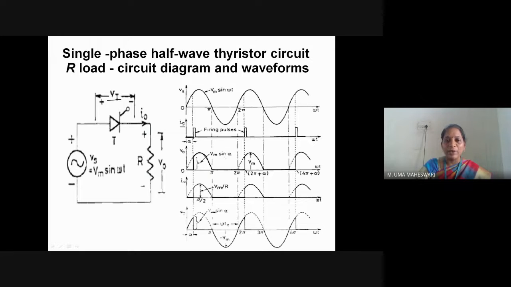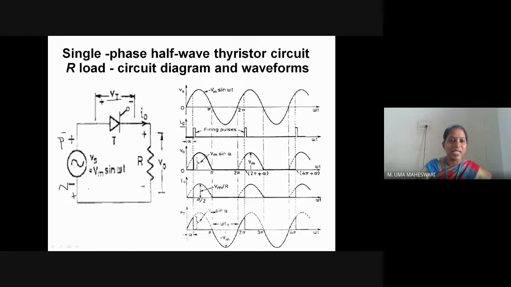Vm sine of alpha, Vm sine of alpha. Now at instant pi, what is happening? The polarity of the supply waveform reverses. That is the negative half cycle. So during the negative half cycle, the phase terminal is negative and the neutral terminal is positive.